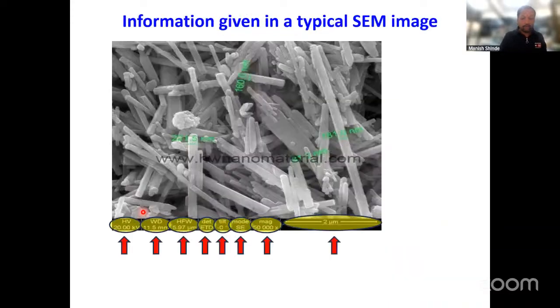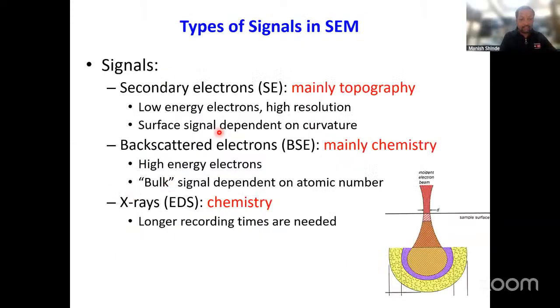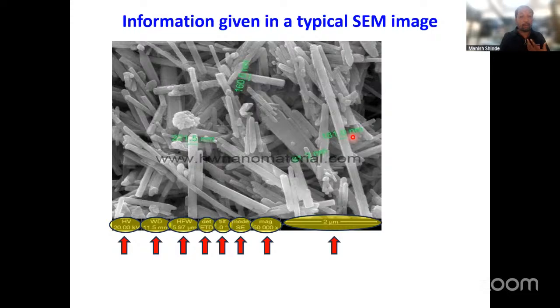ओके. सो हे 3 सिग्नल असतात, हे महत्वाचं लक्षात ठेवा. Now what kind of information I can obtain from a typical ACM image?